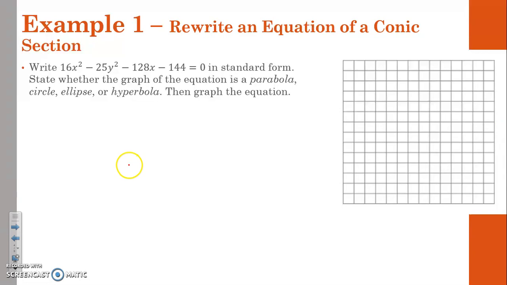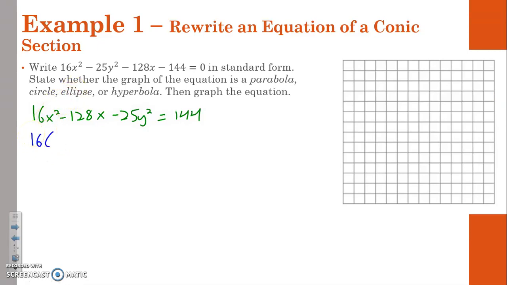So this is great practice for rewriting using completing the square and then identifying what kind of conic section it is. So in this first one, we're going to rewrite this equation. We have 16x squared minus 25y squared minus 128x minus 144. And we need to rewrite that in standard form, decide what kind of conic section it is, and then graph. So what I like to do first is to rewrite this just with my x terms together, my y terms together, and then I move the constant to the right-hand side. So that just sets me up for completing the square.